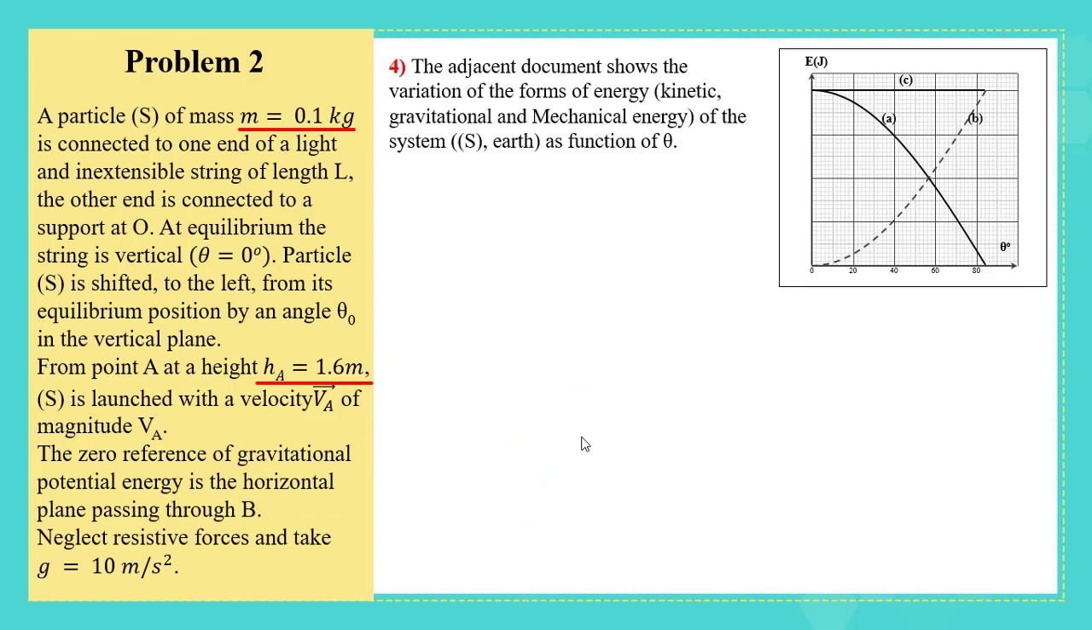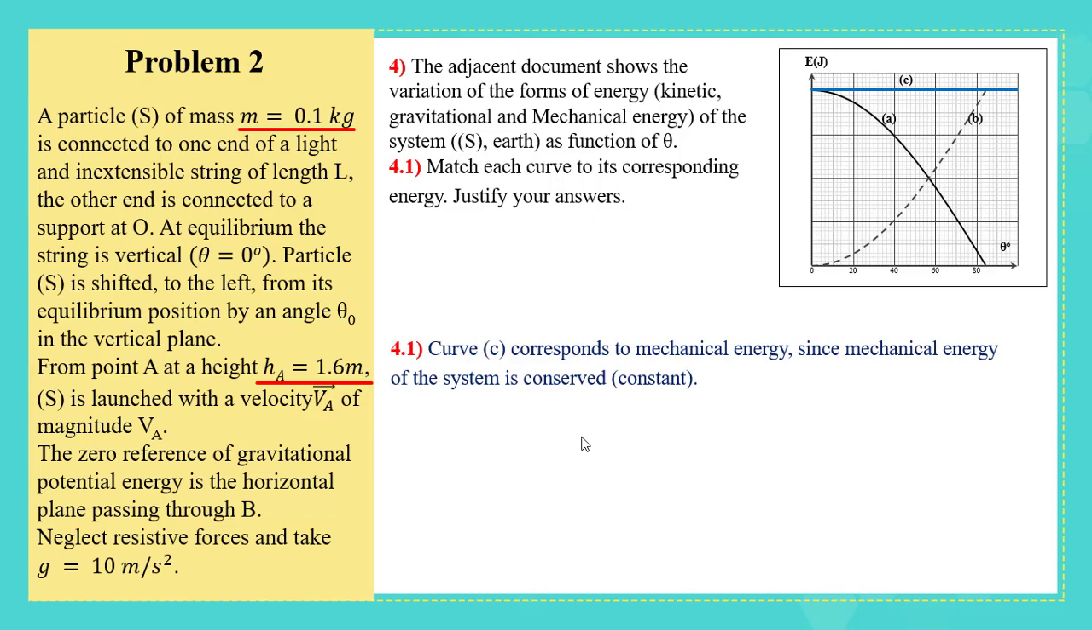The adjacent document shows the variation of the forms of energy, kinetic, gravitational, and mechanical energy of the system S and Earth as a function of theta. The first part, match each curve to its corresponding energy and justify your answer. Check this figure. We have 3 curves, A, B, and C. You should start directly with the mechanical energy because it is conserved.